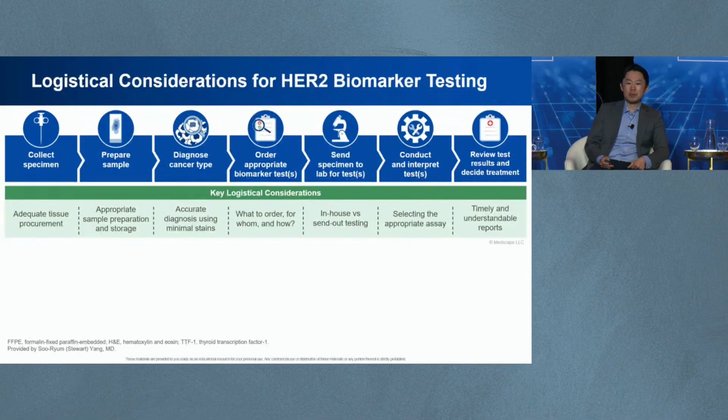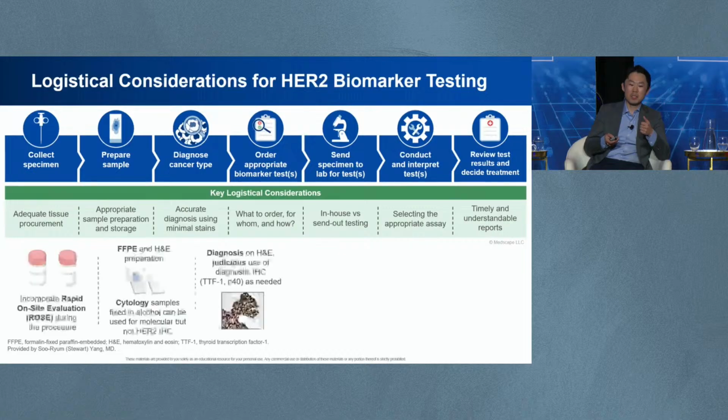Now, I wanted to take you sort of behind the scenes and into the lab to think about different logistical considerations for HER2 biomarker testing and how we can really optimize this process, right? So I think it really starts in the beginning at the specimen collection process, where we think about incorporating rapid on-site evaluation or ROSE to ensure that we have adequate material, not only for diagnosis, but also for biomarker testing. And that we as pathologists need to think about biomarker testing in mind and be judicious in our use of some of the diagnostic IHC and prioritize the precious material for biomarker testing.